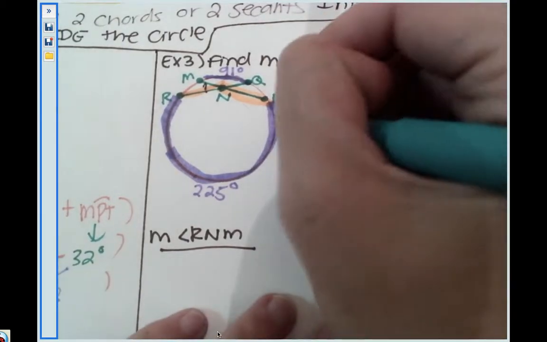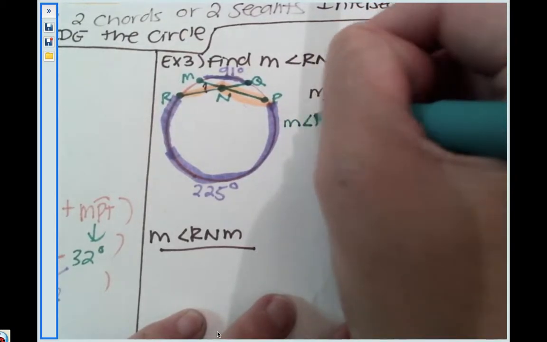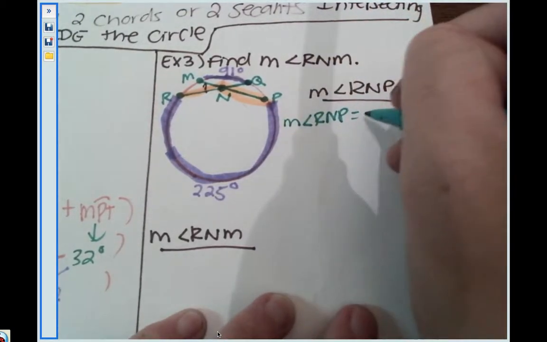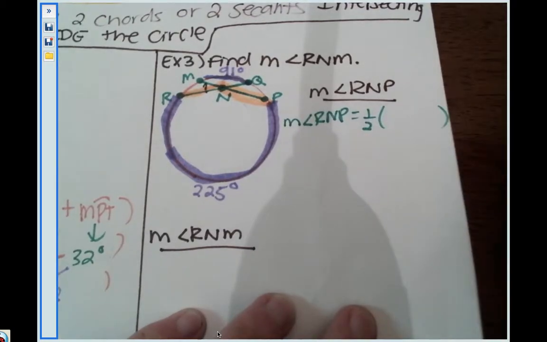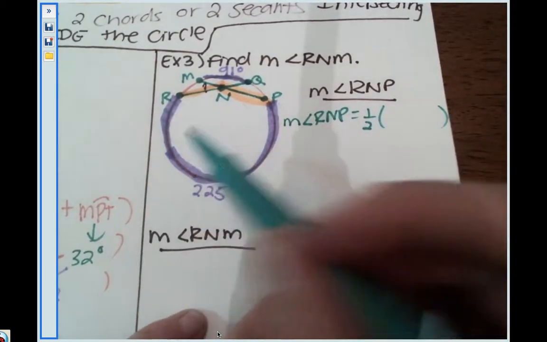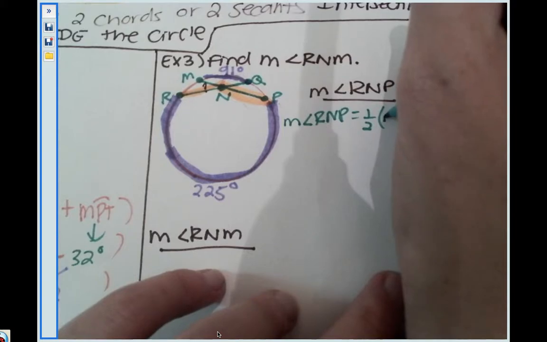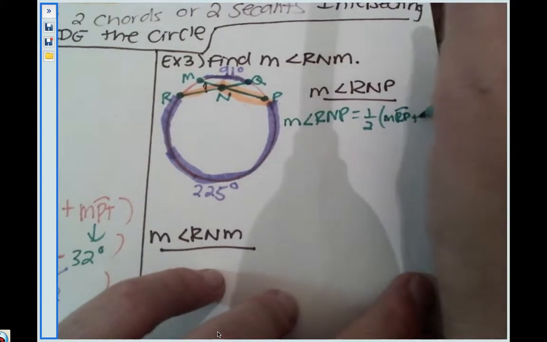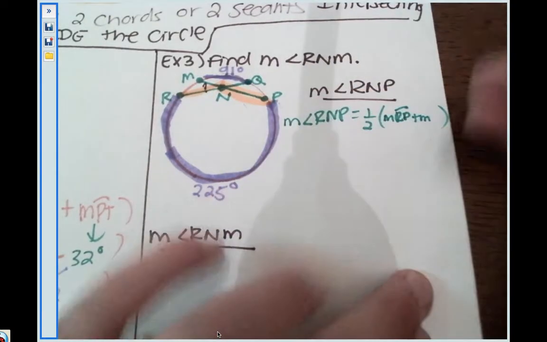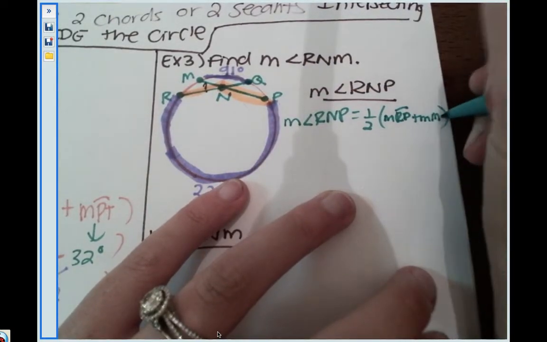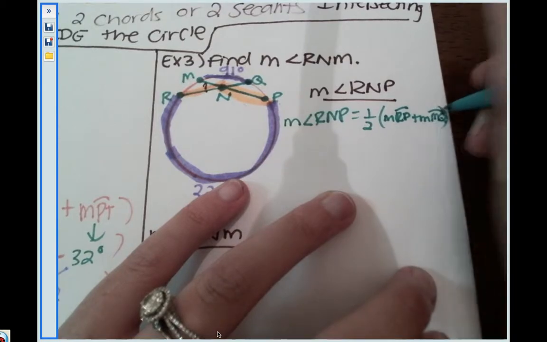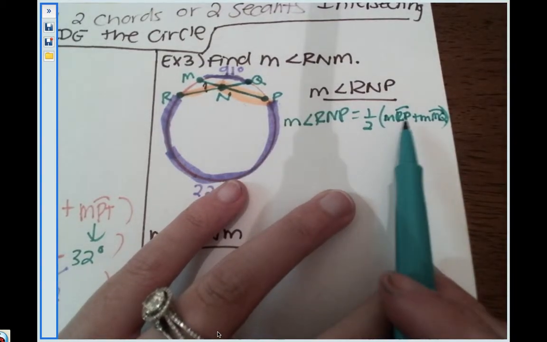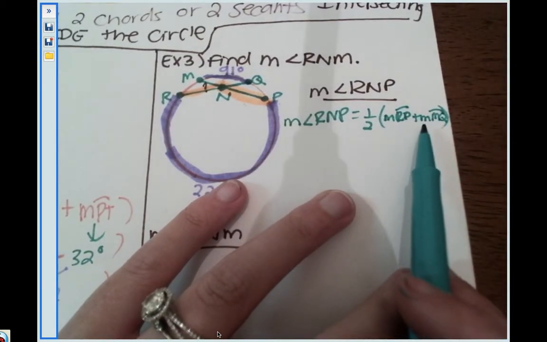So the measure of angle RNP equals 1/2 the sum of my intersecting arcs, which are arc RP, plus the measure of arc MQ. Sorry guys, I'm running out of room like normal. So that says the measure of arc RP plus the measure of arc MQ.